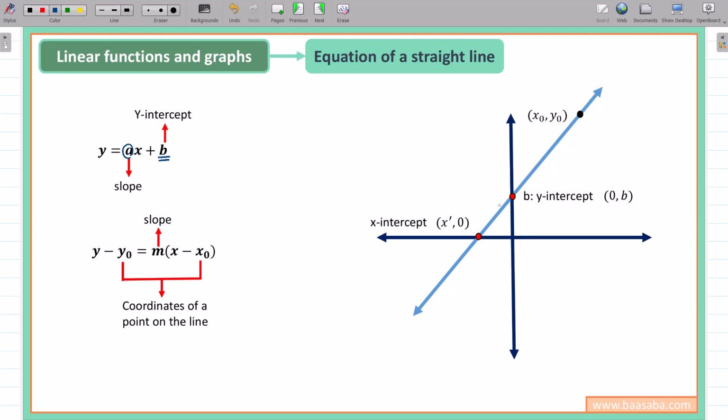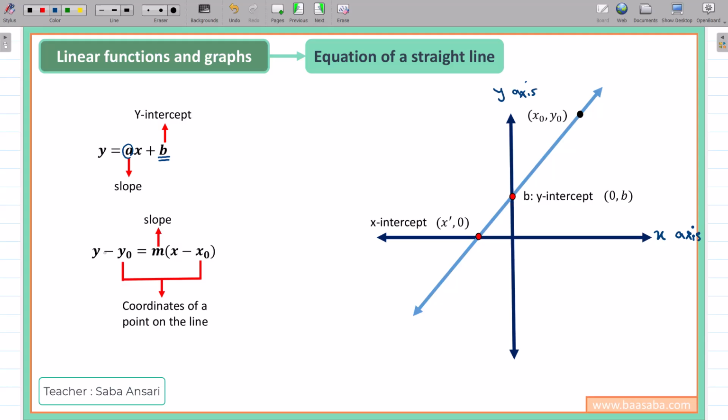What are y-intercept and x-intercept? Y-intercept is a point on the line where the line and y-axis meet each other. This is y-axis, and this is x-axis. And x-intercept is, of course, the point on the line that the line and x-axis meet each other. So, one way to write the equation of a line is when we have the slope and y-intercept, so we can quickly find out the equation of the line.